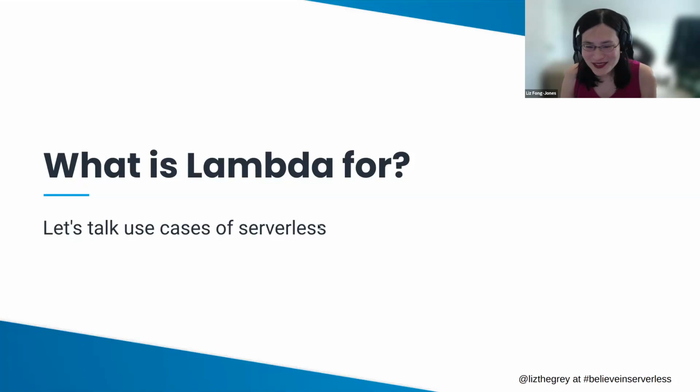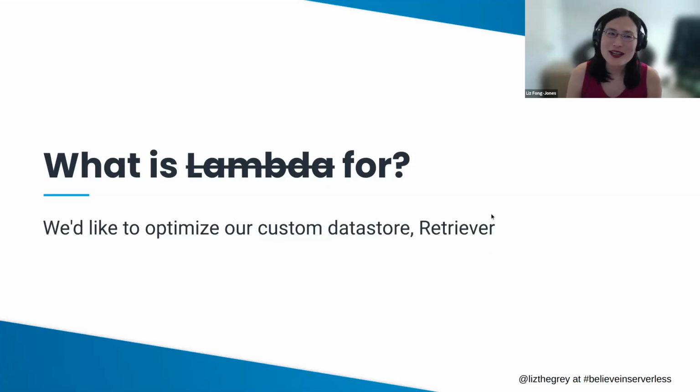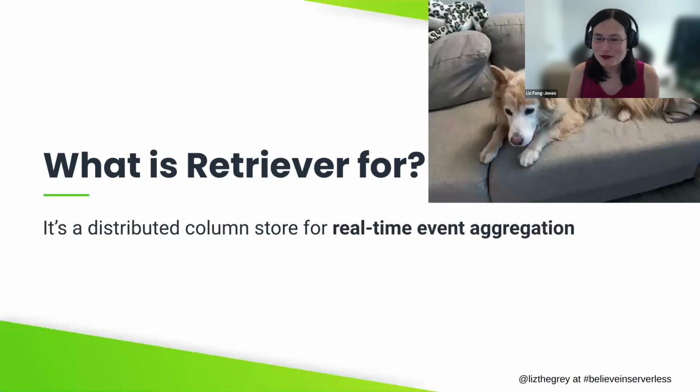Okay. So many people use Lambda for a million and one different things. But today we're here to talk about how I use Lambda for a custom data store and how I attribute cost inside of that custom data store. So we'd like to optimize our custom data store that we use at Honeycomb called Retriever. Which begs the question, what is Retriever?